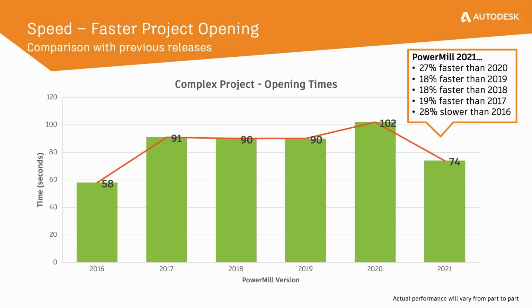But note that we've still got work to do. PowerMill 2021 is still a little bit slower than PowerMill 2016. Don't forget, it's doing a better job, but it is a little bit slower. And so that's an important point. We continue to work on PowerMill. Development has not stopped. We continue to improve the functionality so that we can make it the best, fastest, best quality CAM software to meet your needs every day.